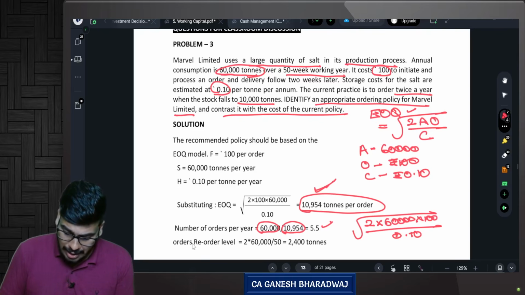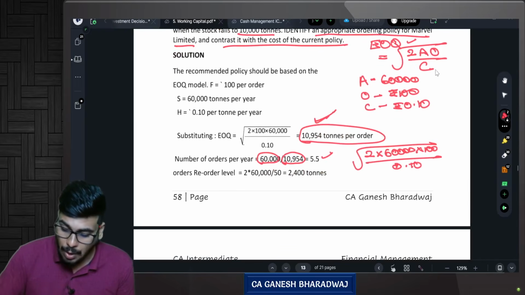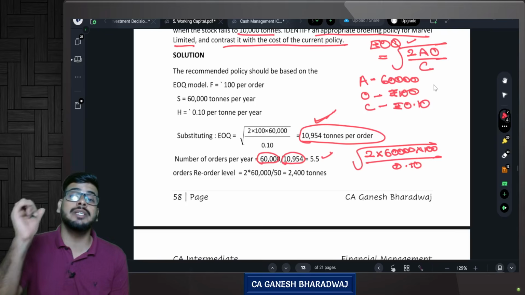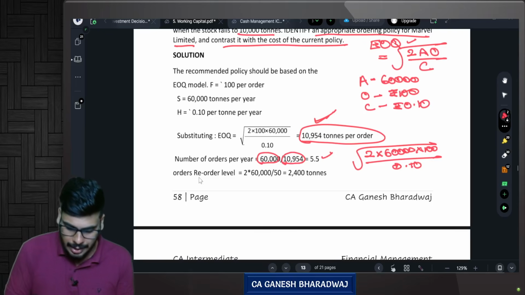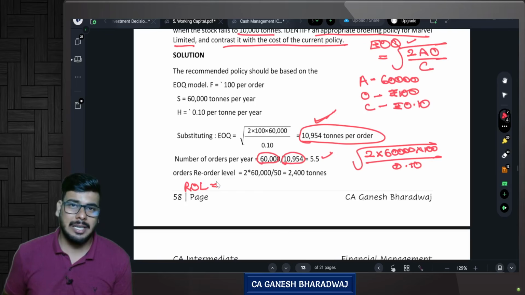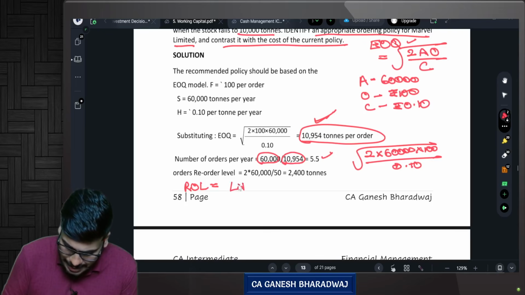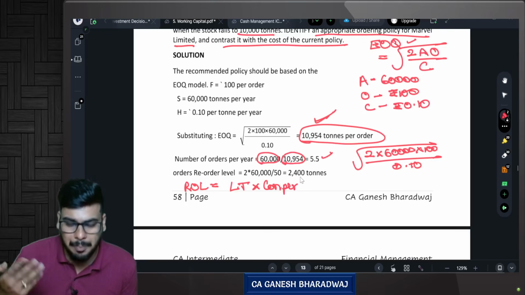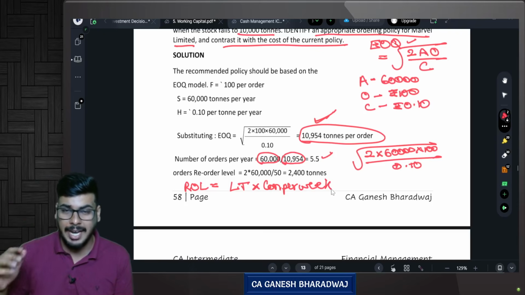Now, what is your reorder level? So basically, what do you mean by reorder level? Reorder quantity, that is EOQ, stands for how many tons to order, whereas reorder level means when to order. So reorder level is your lead time into consumption per day or per week of lead time. Yes, all these things are covered in costing.